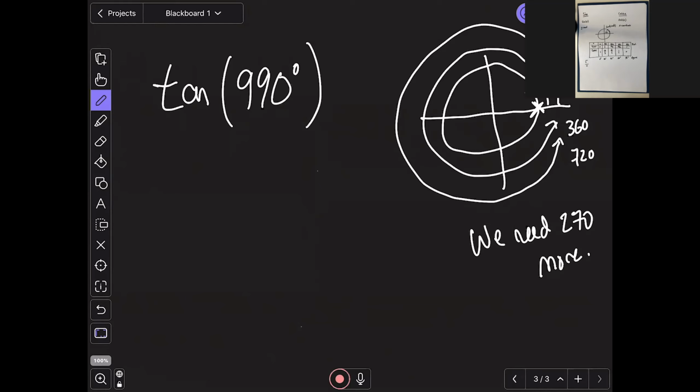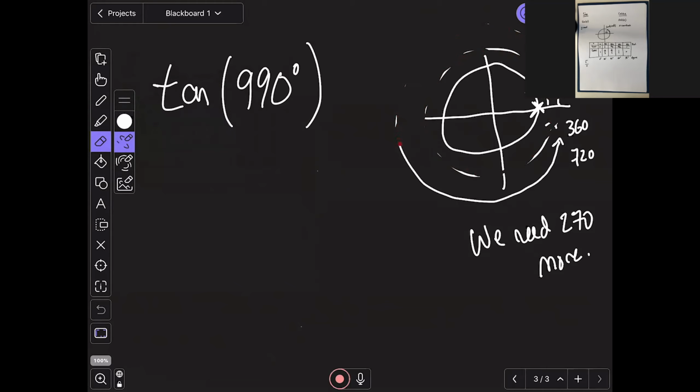So let's go ahead and I'm going to erase some of this. I'm going to clean it up. Okay, so, right, we don't need this. We don't need this.